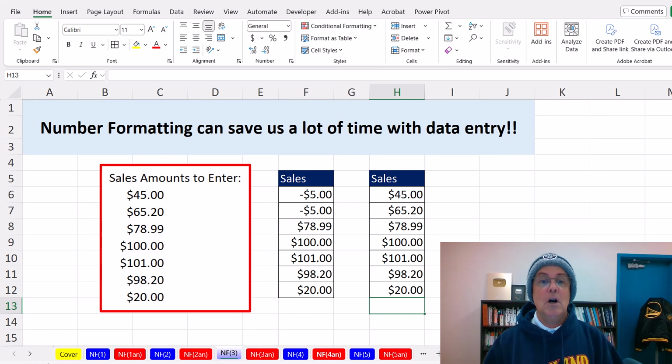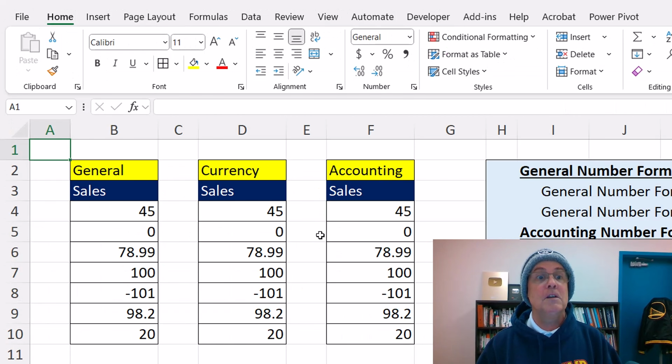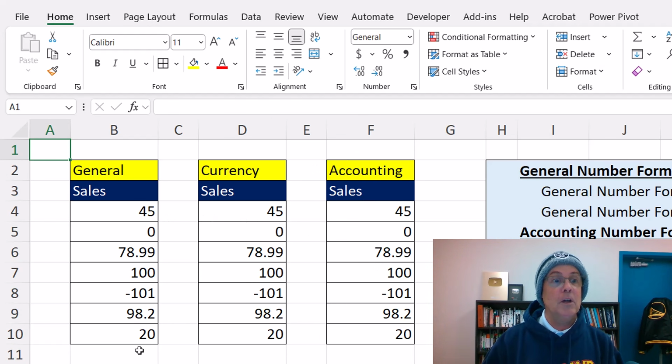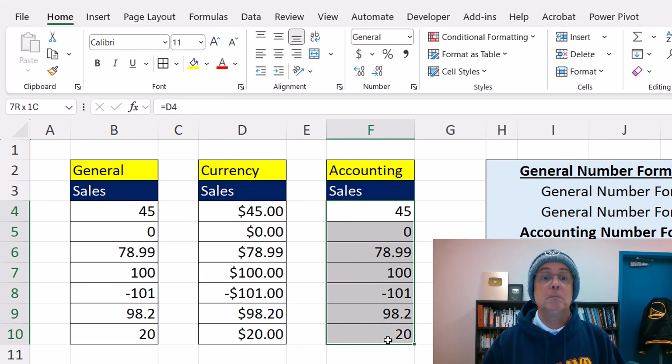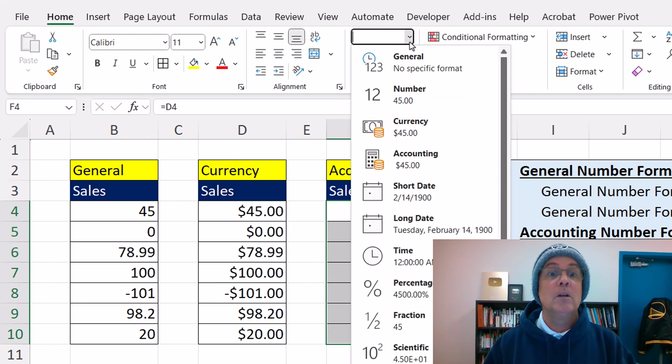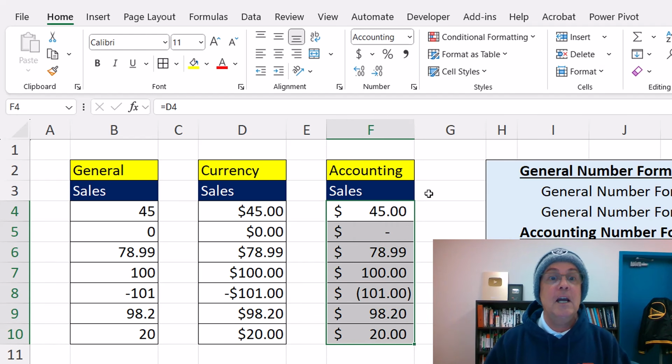All right, let's go talk about on NF4 the difference between currency and accounting. Now we have general here just so we can see the actual numbers. Select, come up, and we're going to apply currency. Accountants like very specific number formatting, so they built it in here, accounting. And here are the differences.